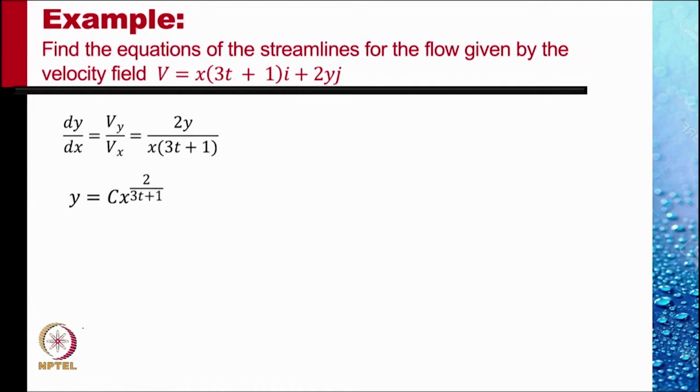Let's do an example. Find the equation of the streamlines for the flow given by the velocity field V equal to x into 3t plus 1 i plus 2y j. As we know, the slope of a streamline in two-dimensional flow is dy by dx equal to Vy by Vx, and Vy is 2y and Vx is x into 3t plus 1. And this differential equation is easily integrated to give y equal to c, a constant of integration, into x raised to power 2 divided by 3t plus 1.